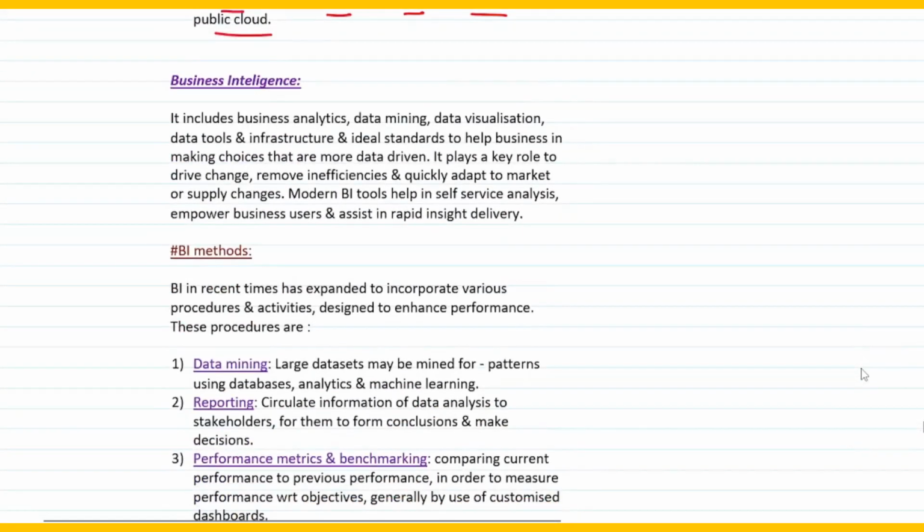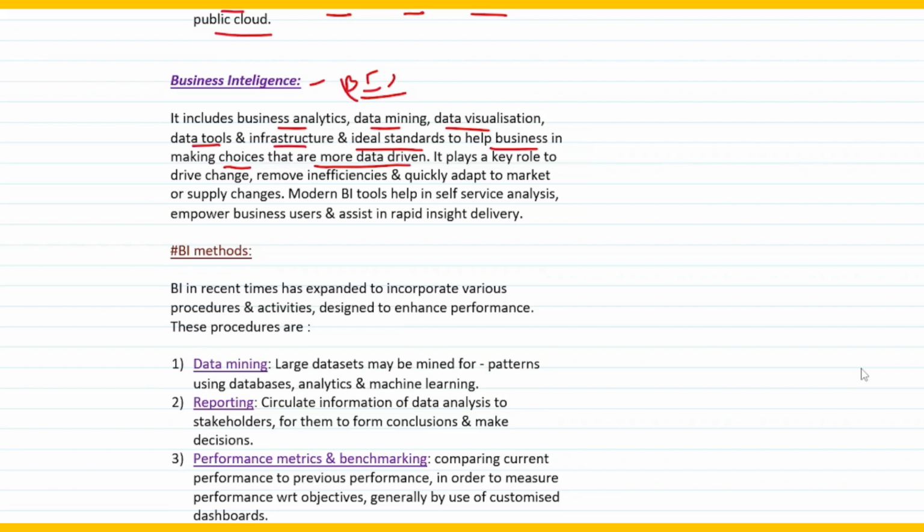Now we move on to the next part of the chapter, which talks about business intelligence, or what we call as BI. Fine. Okay. BI is what? It includes business analytics, data mining, data visualization, data tools, and infrastructure and ideal standards to help business in making choices that are more data driven. So this is more data driven, right? These are all topics we have already discussed in detail in the previous chapters.